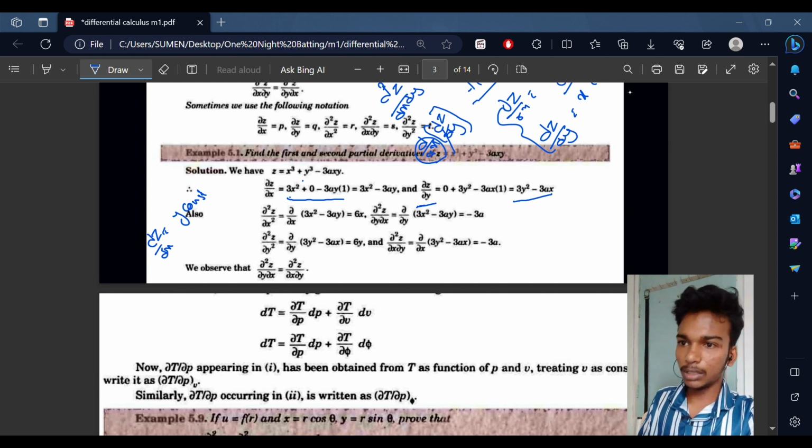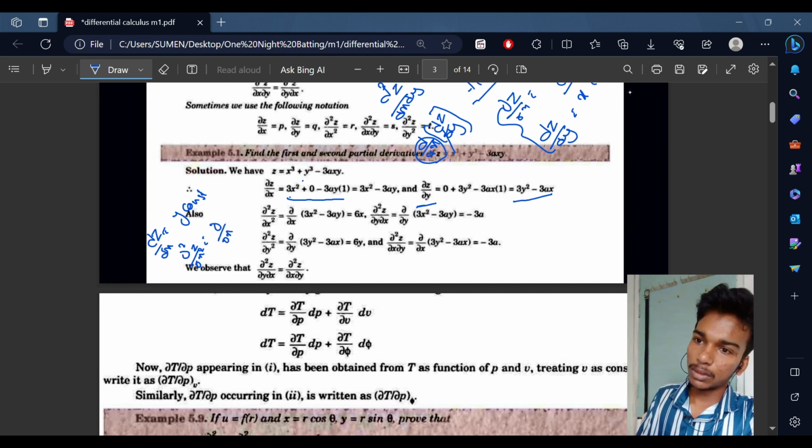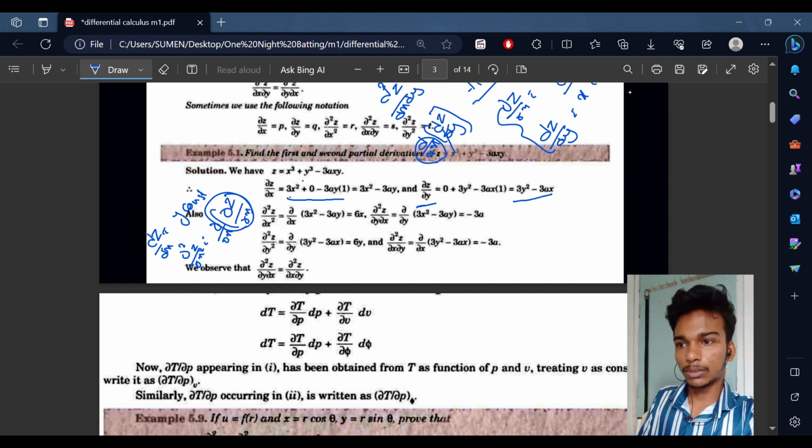If you want to find d square z by dx square, then we differentiate again, d by dx of the first derivative. We are differentiating the outcome that we got in the first differentiation with respect to x again. That is d by dx of this expression. The y cube term is constant, as y is not considered a variable in partial differentiation with respect to x, so it is 0. Differentiation of 3x square is 6x.